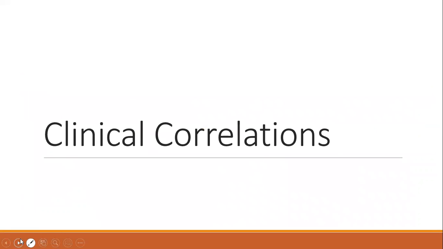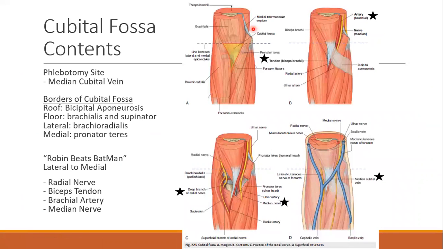Okay, so now let's talk about some clinical correlations. So first off, your cubital fossa. You're going to need to know that your cubital fossa is important because of this median cubital vein, how it is the most common site for venipuncture, for drawing blood. And if the phlebotomist makes a mistake and goes deep, it can damage the structures that are underneath.